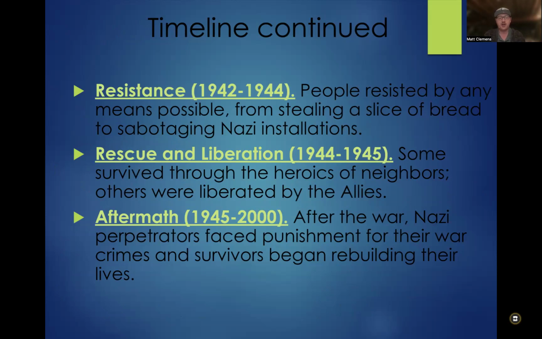Then there was rescue and liberation. Some survived through the heroics of neighbors. Others were liberated by the Allies. Those were the countries fighting against Germany and the other enemy countries from the Allies' perspective during World War II. And then there was the aftermath, which is just about everything after. Nazi perpetrators faced punishment for their war crimes, and survivors began rebuilding their lives. So people who were involved in the Holocaust, Nazis in particular, years later were investigated and prosecuted. They were brought before courts and stuff like that.